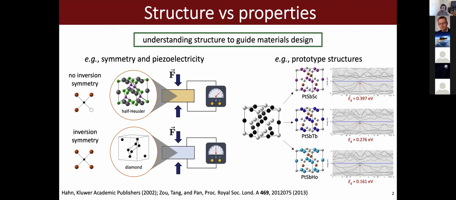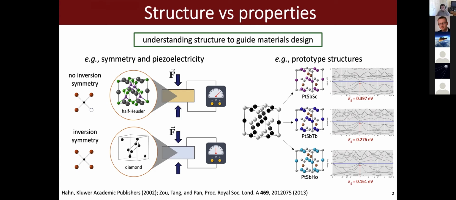One of the prototypical examples is piezoelectricity. Let's say you have a crystal structure, such as the half-Heusler structure, that doesn't have inversion symmetry. If you apply a force on either side of the material in a uniform direction, you would observe an accumulation of charge, and you would see a voltage across the material. This is the phenomenon of piezoelectricity: apply a force and you observe a voltage. This occurs for systems that don't have inversion symmetry.